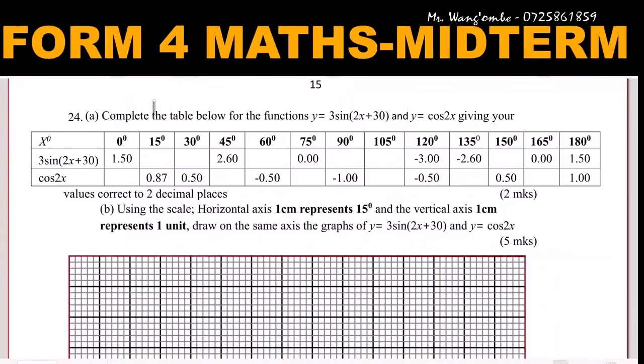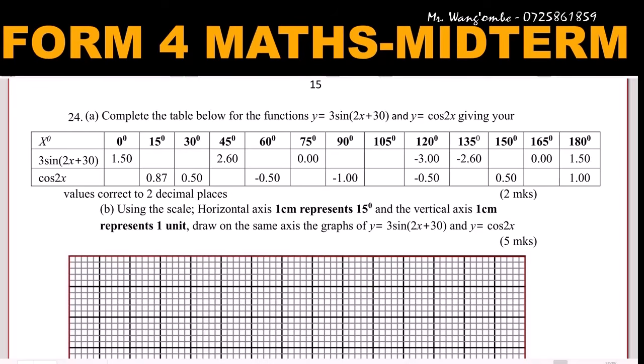Question 24. Part A. Complete the table below for the functions y is equal to 3 sine (2x plus 30) and y is equal to cosine of 2x, giving your values correct to 2 decimal places. So we start with that. Now to work out that, you only need to be very keen. Use your calculator to do this. Just use the calculator properly and fill in all the values using the functions given, correct to 2 decimal places.